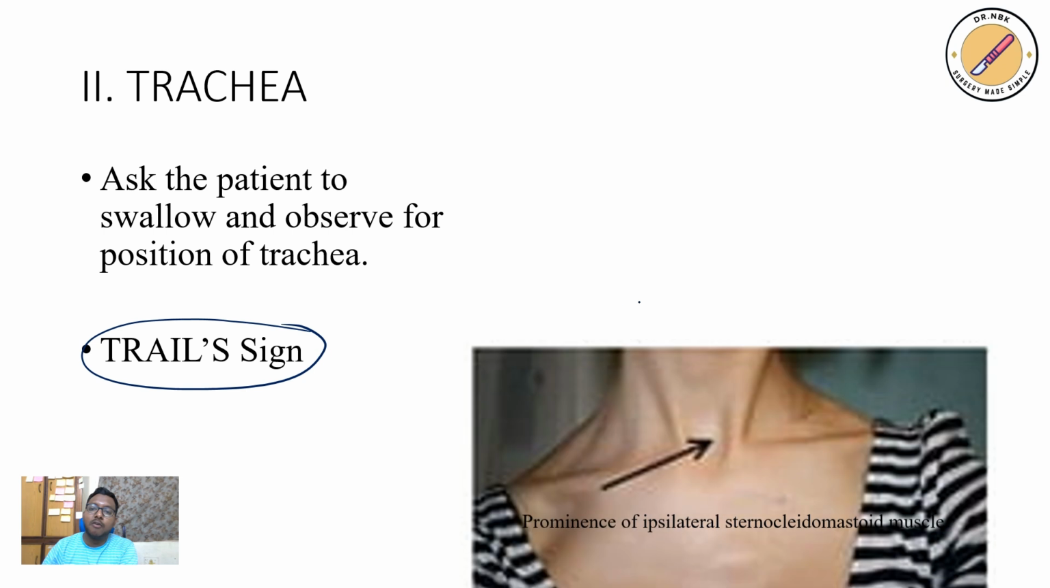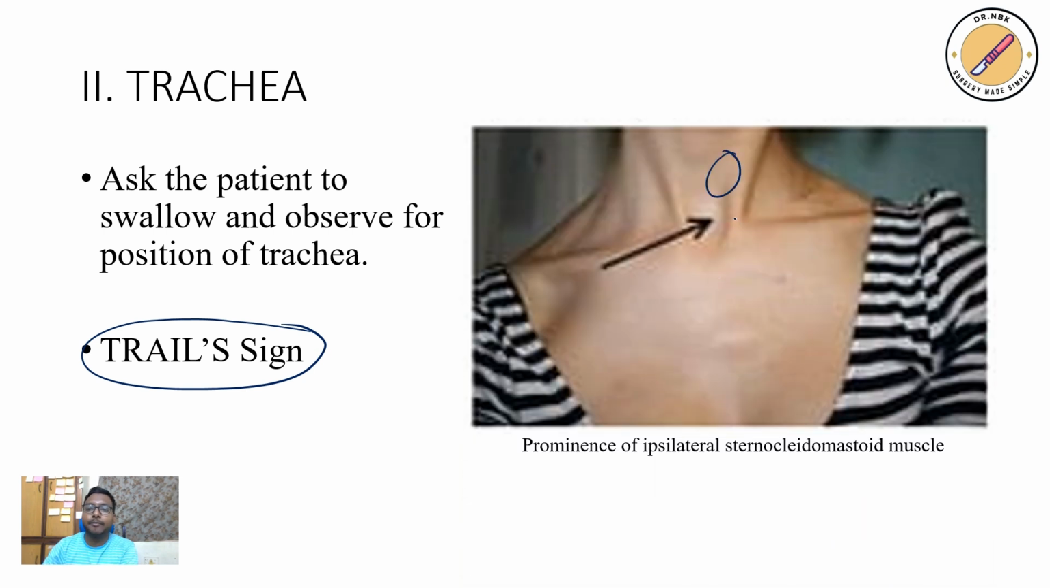Please understand, whichever side you have got goiter, on that side there will be sternocleidomastoid muscle prominence. You can appreciate it here in the picture. And the underlying explanation is that there is a membrane between the sternocleidomastoid muscle and trachea. Whenever there is a huge goiter, this membrane will get relaxed. That is why the sternocleidomastoid muscle on that side will get more prominent. That is called Trail's sign, right?